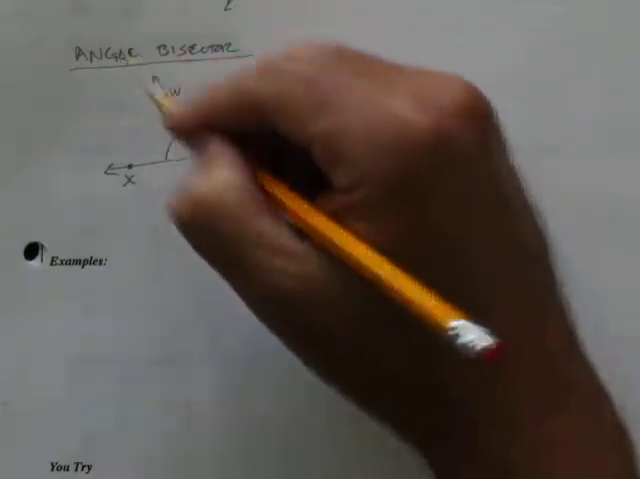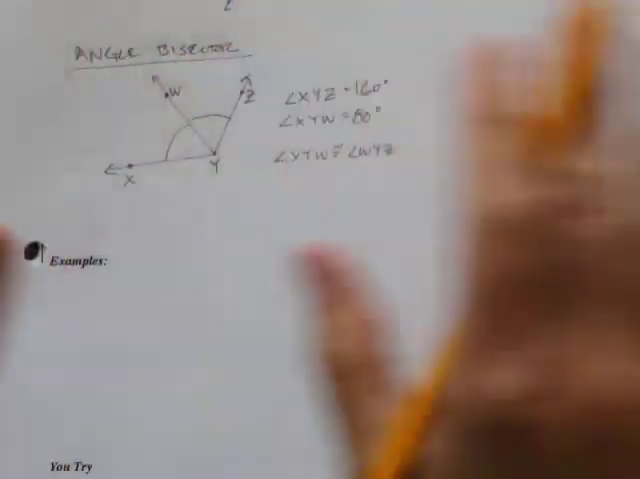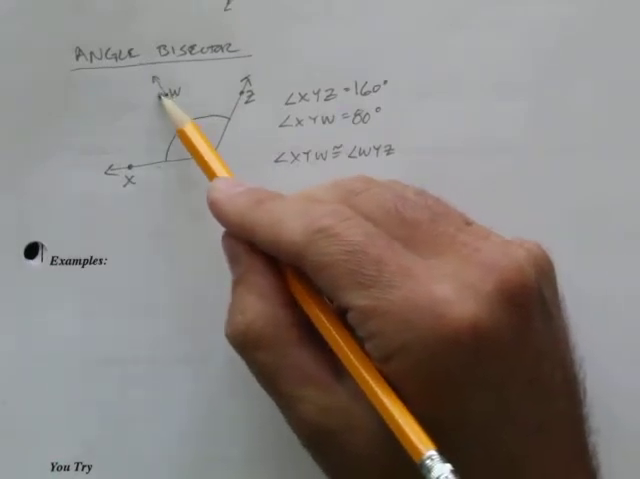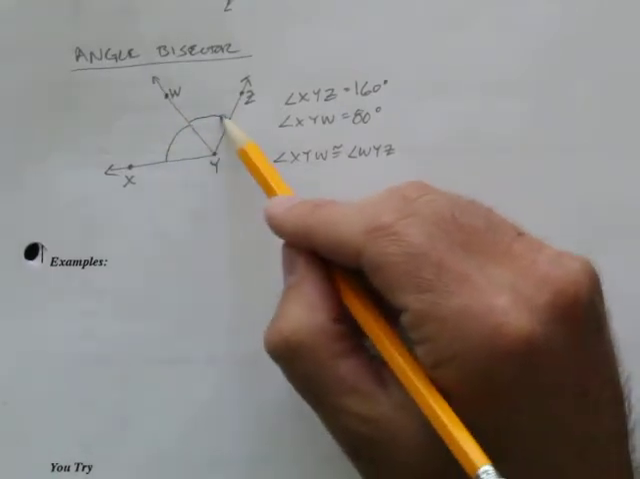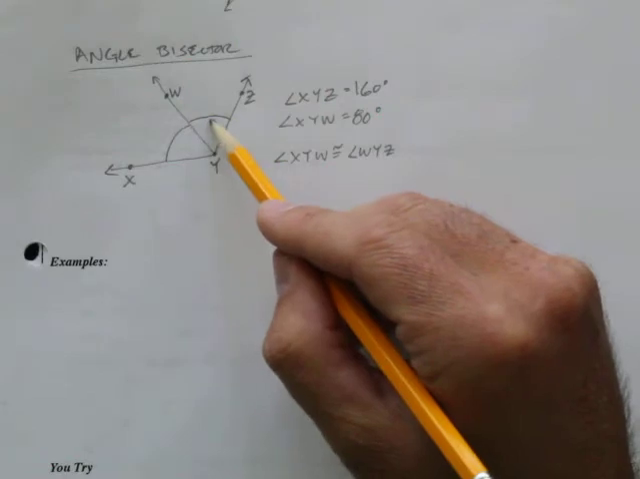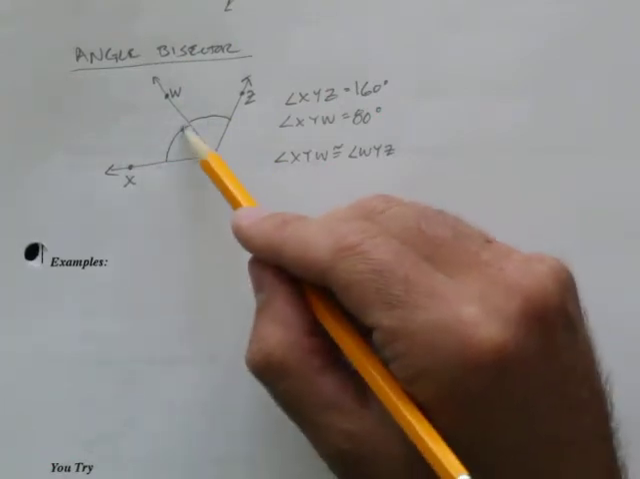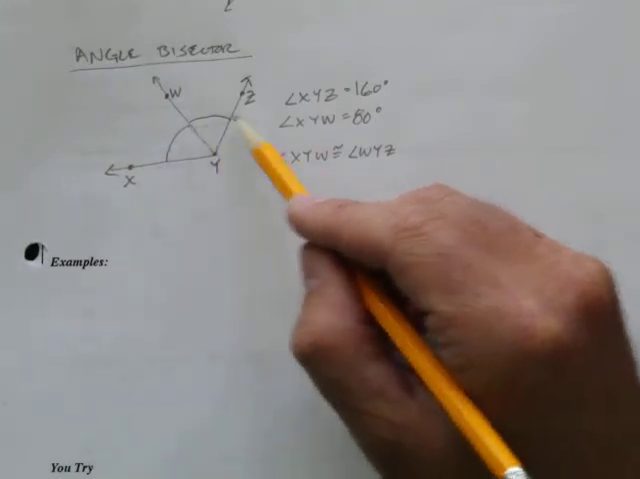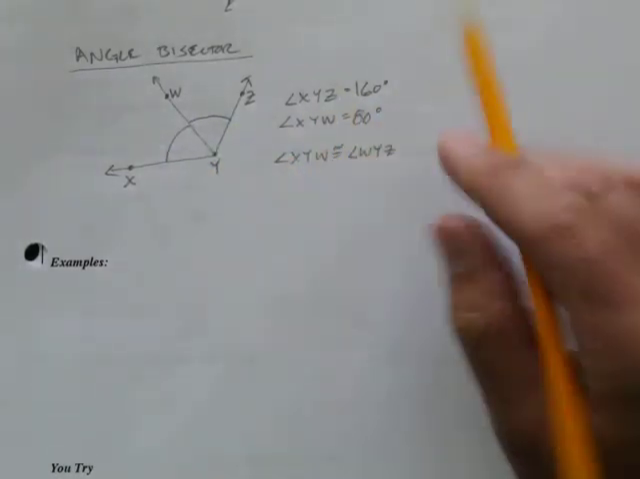So when you cut something in half, you cut it in two equal parts. So if this ray cut this angle in half, then this angle that's left over here is going to be the same size as this angle over here because it was cut in half. So this one is congruent to this one, and that's what we're saying here.